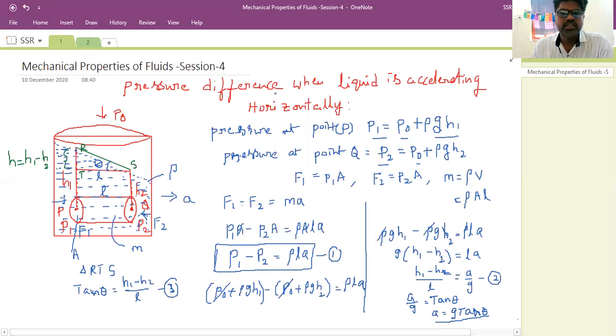Actually, our calculation is the pressure difference when the liquid is accelerating horizontally. The pressure difference is P1 minus P2 equal to rho L a. That is equation number 1. And the height difference can also be calculated. The left side height is greater than the right side height, that is H1 is greater than H2. Then H1 minus H2 divided by L is equal to a by g, which is equal to tan theta. I hope all of you understood this.